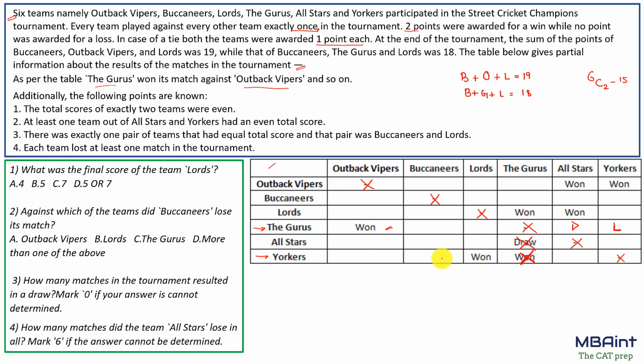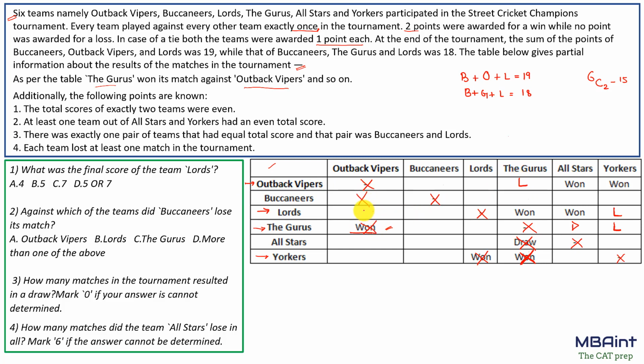Similarly, Yorkers and Lords, who is winning? Yorkers is winning. Now if we trace it back over here, Lords and Yorkers, who is winning? Yorkers is winning. It means that Lords is losing, as we are tracing it along the row, so I'll have to put L, that stands for loss, over here. So this is also eliminated. Similarly, Outback Vipers and Gurus, who is winning? Gurus is winning and Outback Vipers is losing. So as we are tracing along the row, we will have to put L over here. Hope you get this point.